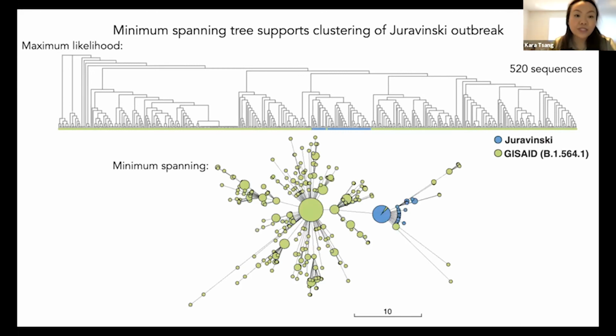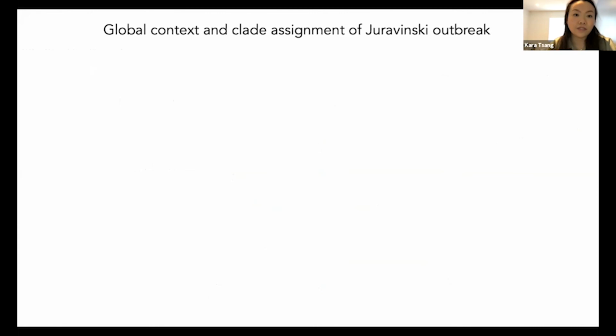And then next, we decided to recreate our minimum spanning tree. And so again, here we see that the Juravinski cluster groups really well together. And again, we see a few GSED samples that sort of linked together with that cluster, suggesting that these samples have been seen before in Canada as well. Next slide, please.